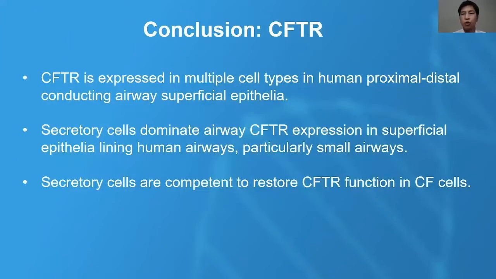So in conclusion, CFTR is expressed in multiple cell types throughout the human conducting airways. Among airway CFTR expressing cell types, secretory cells dominate CFTR expression in superficial epithelia, particularly in small airways. The secretory cells are competent to restore CFTR function and could be a potential target for cell-targeted molecular therapy for CF.